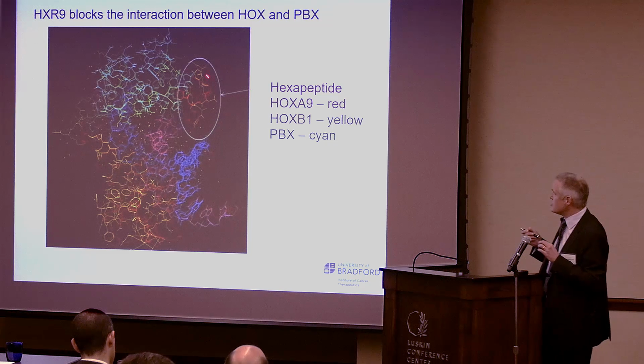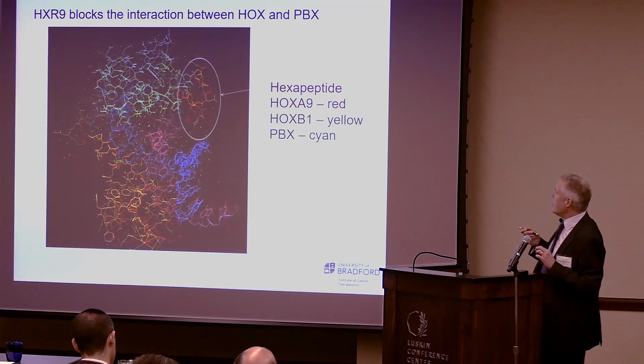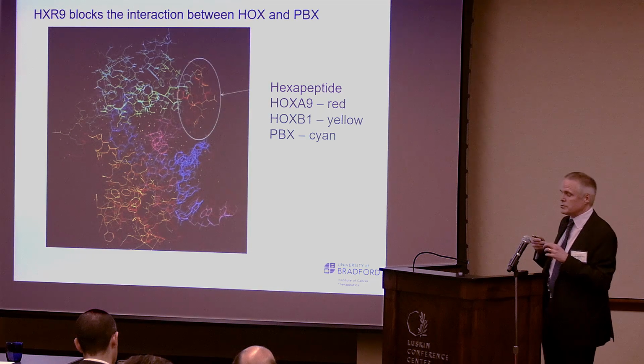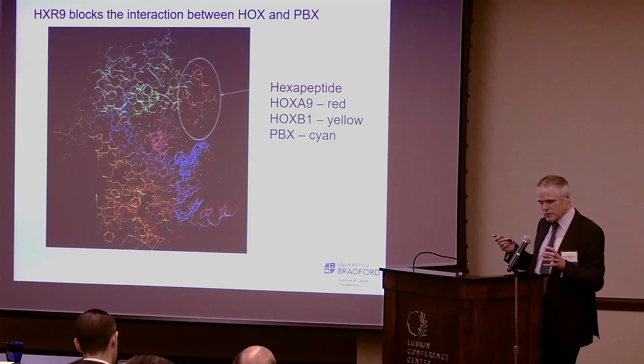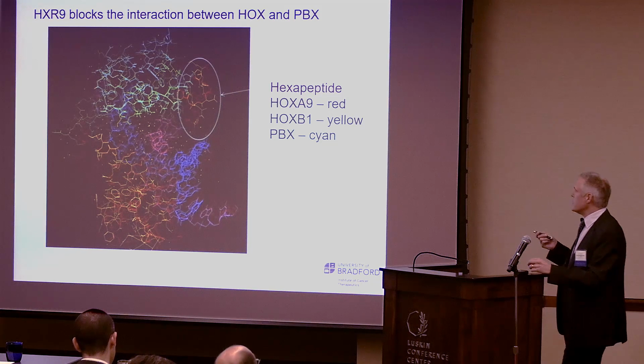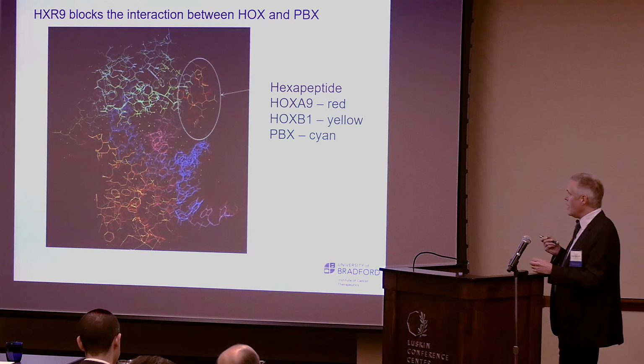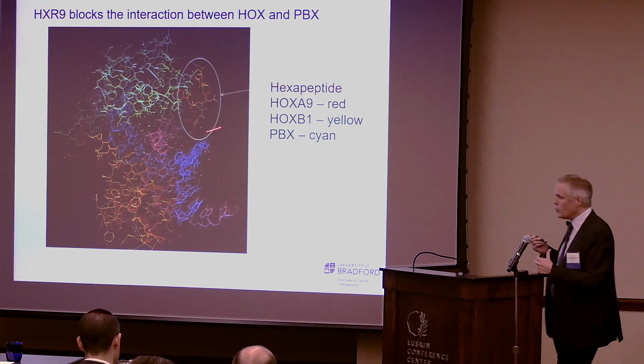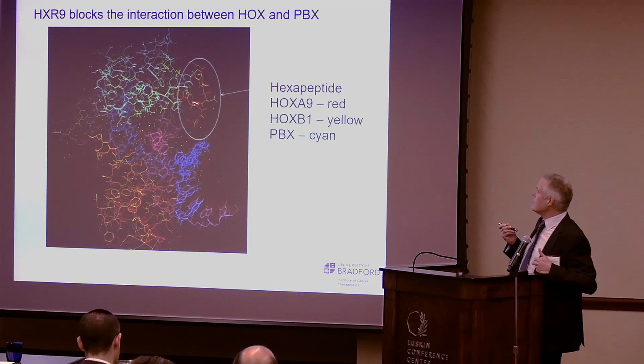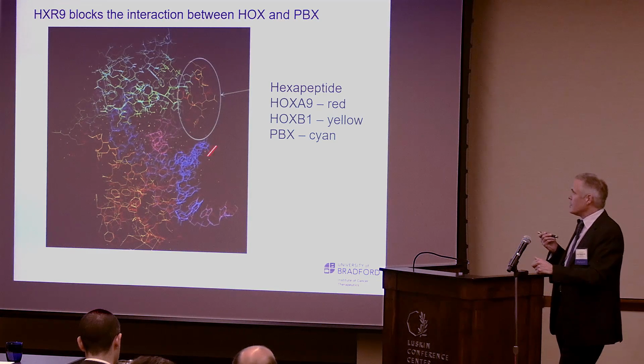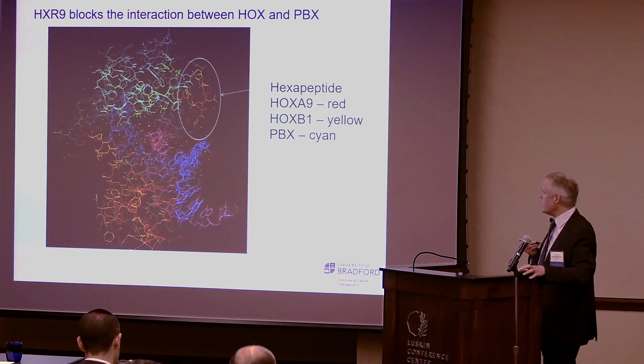So this is a very short part of the protein on HOX, which binds to a pocket in PBX and actually mediates this interaction between HOX and PBX. So the question was, is there a way that we can disrupt this interaction? And if we do that, can we then work out whether HOX proteins have a function in mesothelioma?